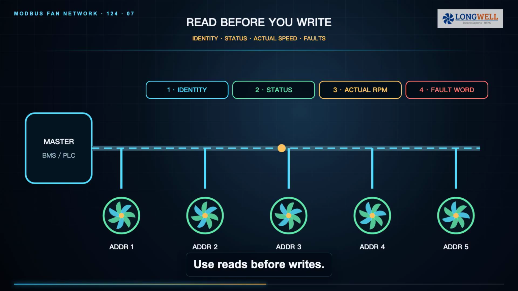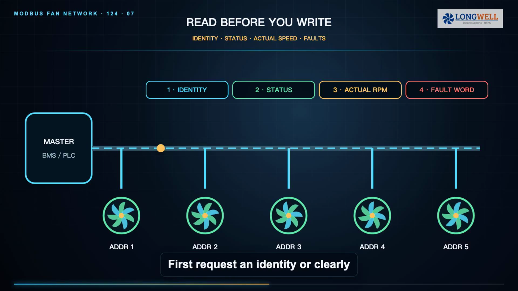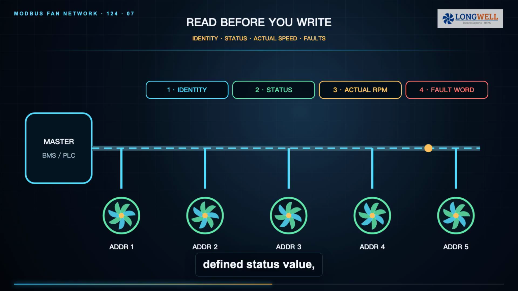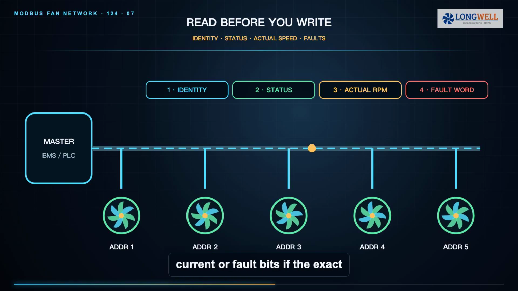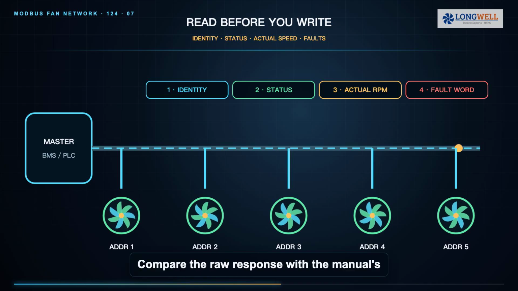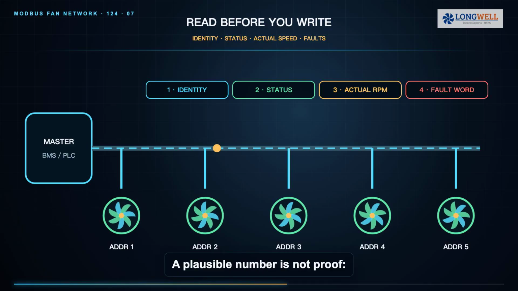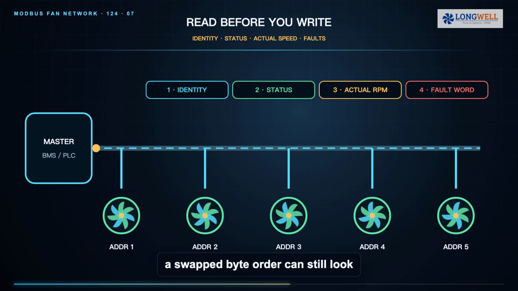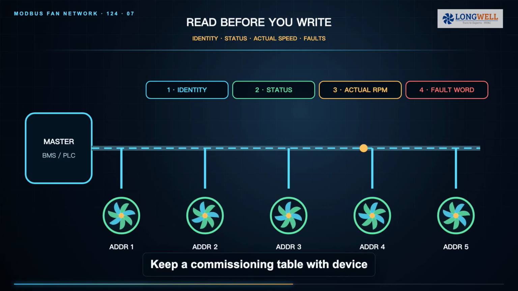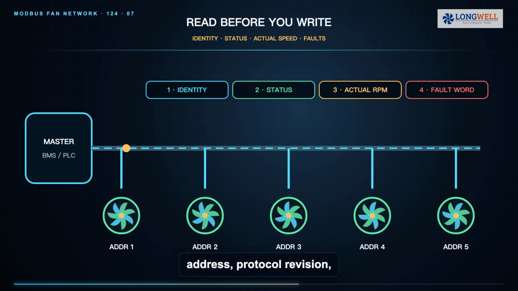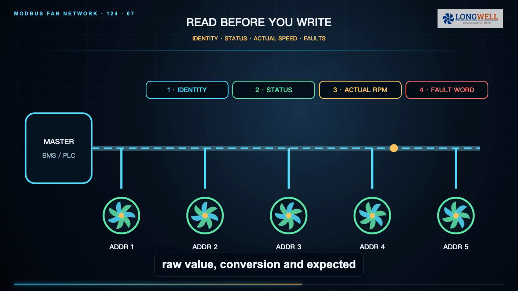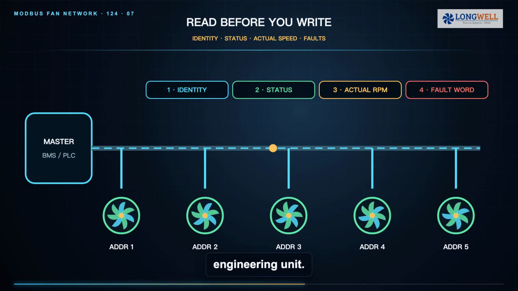Use reads before writes. First request an identity or clearly defined status value, then actual speed, voltage, current or fault bits if the exact map provides them. Compare the raw response with the manual scale. A plausible number is not proof; a swapped byte order can still look believable. Keep a commissioning table with device address, protocol revision, function, register offset, raw value, conversion and expected engineering unit.